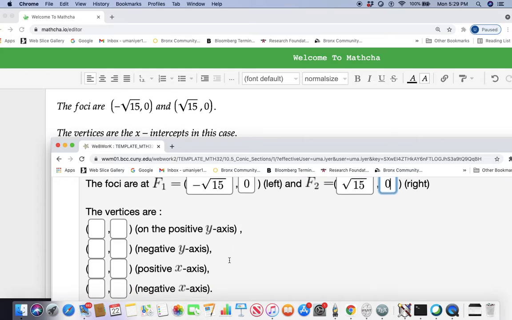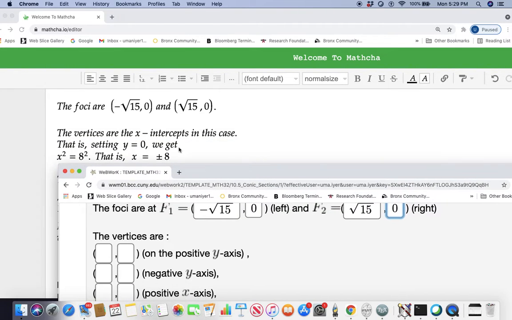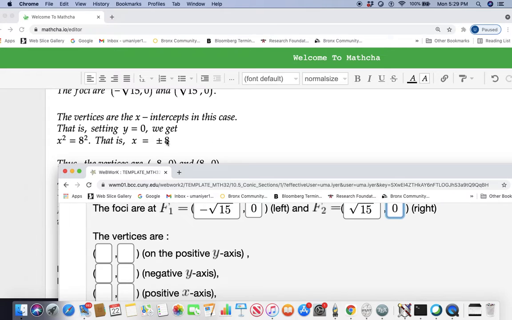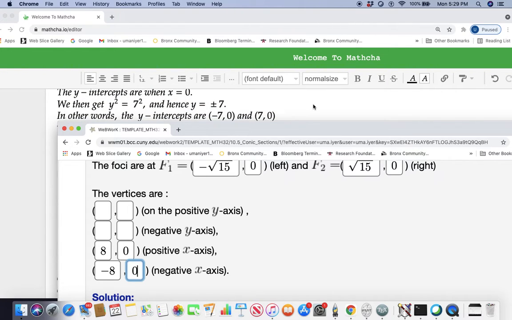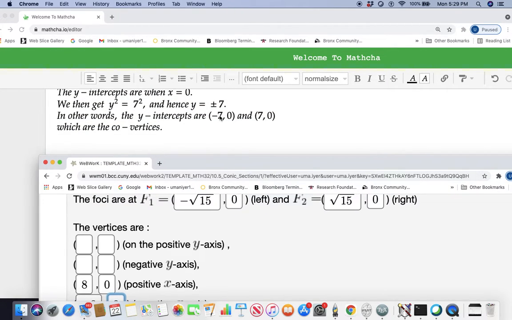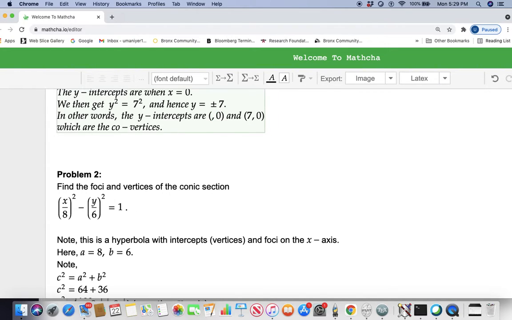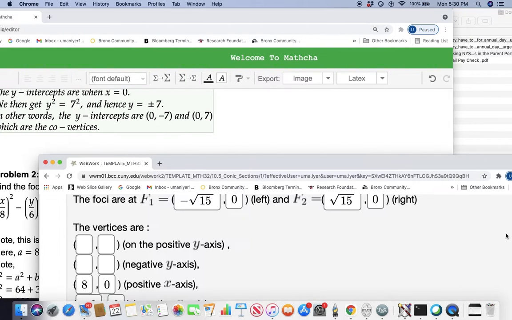Okay. What about vertices? First, on the x-axis, you have plus or minus 8. On the x-axis, plus 8, minus 8. On the y-axis, so those are the co-vertices, it is 7, right. On the y-intercepts, the x-coordinate is 0. We are on the y-axis. So 0, negative 7 and 0, positive 7.